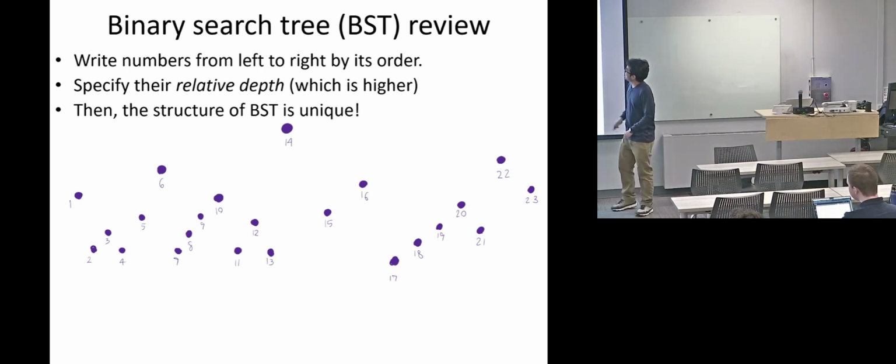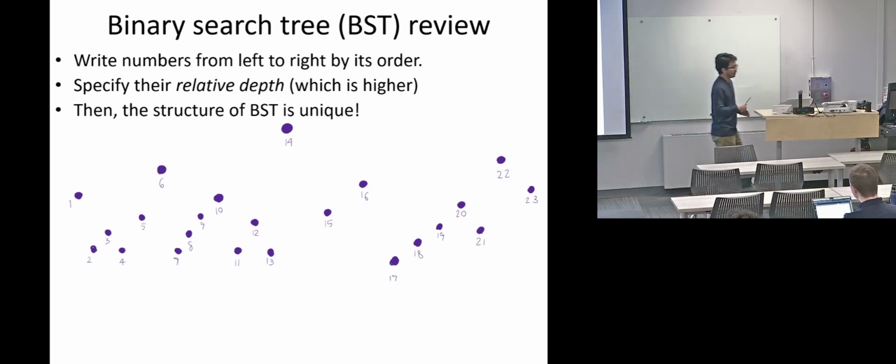And once I write the numbers from left to right by their order, let's say I specify the relative depth between them, like which one should be higher than which one. Like this one is the top, the highest. This one is below, and so on. Once I fix the height of every node and I fix the order, then the structure of the binary search tree is actually determined. It's unique.